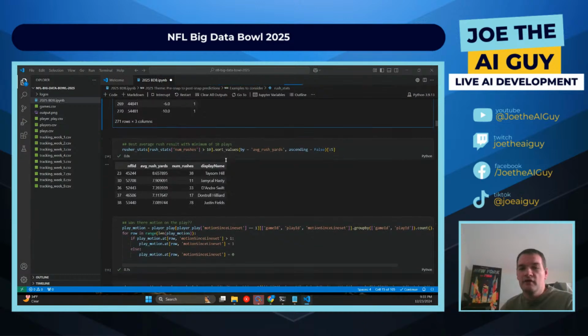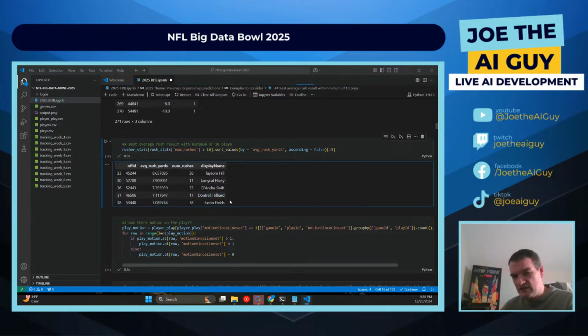So then I picked an arbitrary number of 10 here. You could pick whatever number you liked. You can see here, even doing 10, the least amount of rushes here is 11, and there's a player here who qualifies because we set it to 10. You can change it however you like. You can see also that Dontrell Hilliard ran 17 times. So if you set this to 20, 2 of those would drop out of the data set, and you'd have a better idea of who the best rushers are based on that.